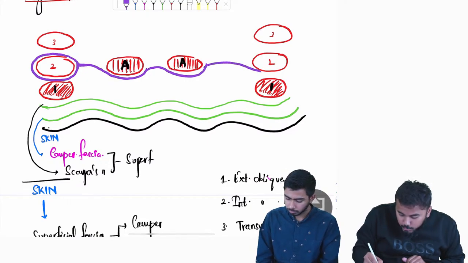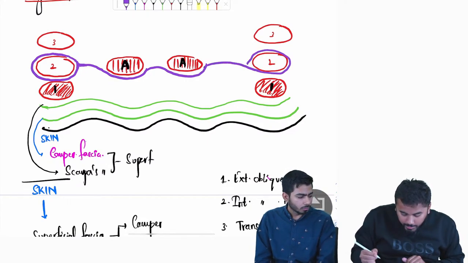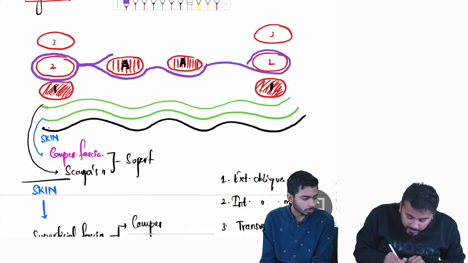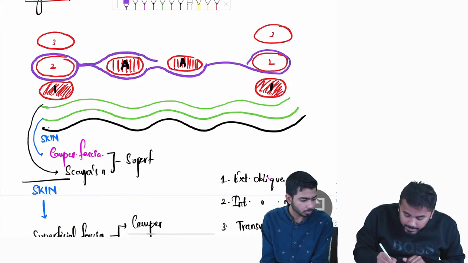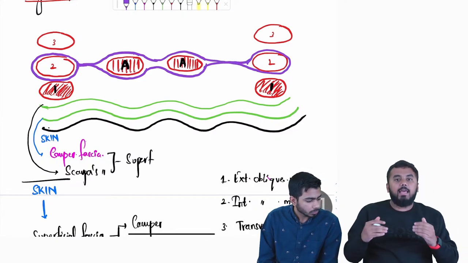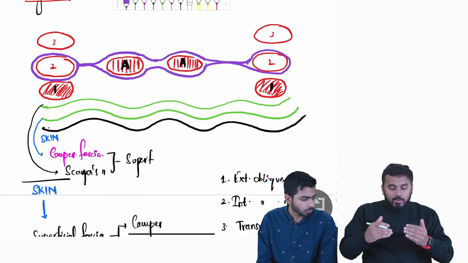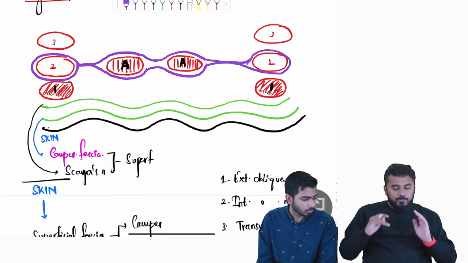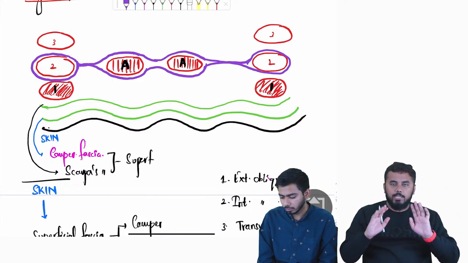It is divided into superficial sheath. It is also divided into deep sheath. So, there are two sheaths here. One is called as superficial, another one is deep. So whatever it is towards the skin, that will be superficial. Whatever is away from the skin, that is deep sheath.